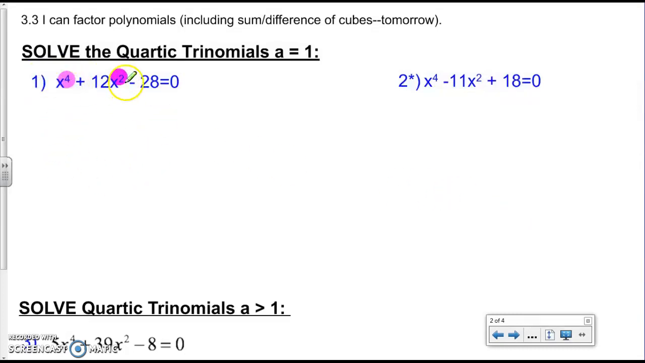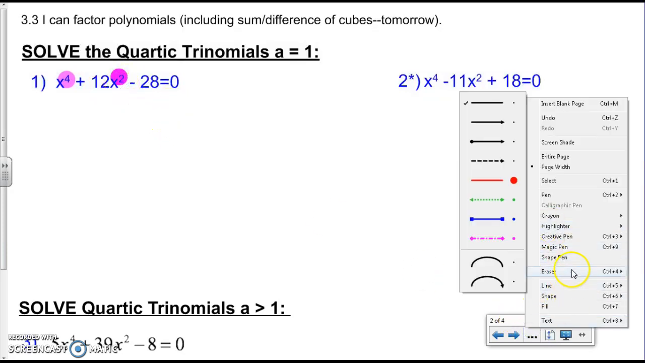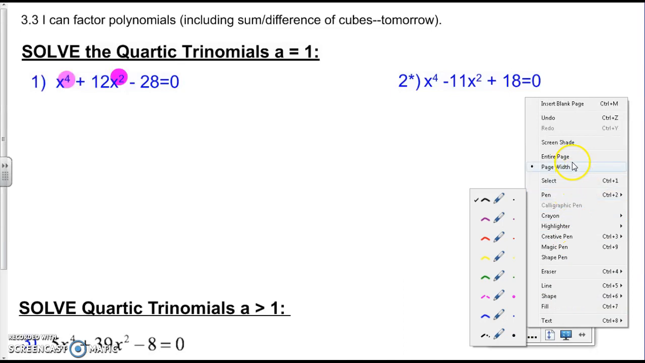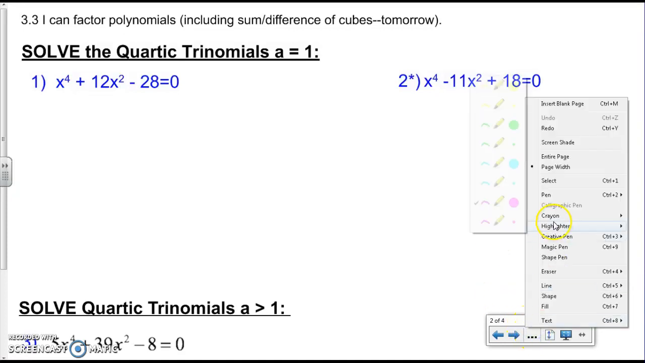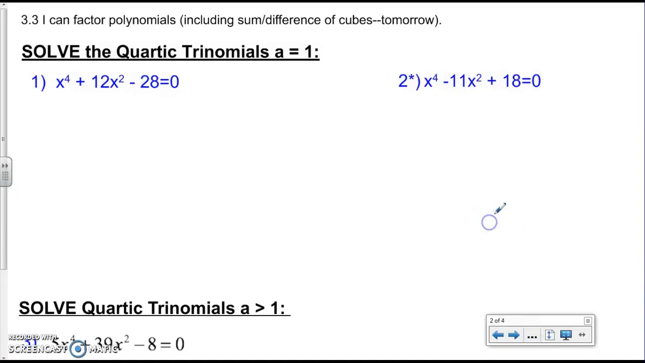So we had an x squared here, an x there before. Now we have x to the fourth and x squared. When we have x to the fourth and x squared, we can still factor using the same methods. We just need to pay attention to our exponents. So we're going to go ahead and do this.